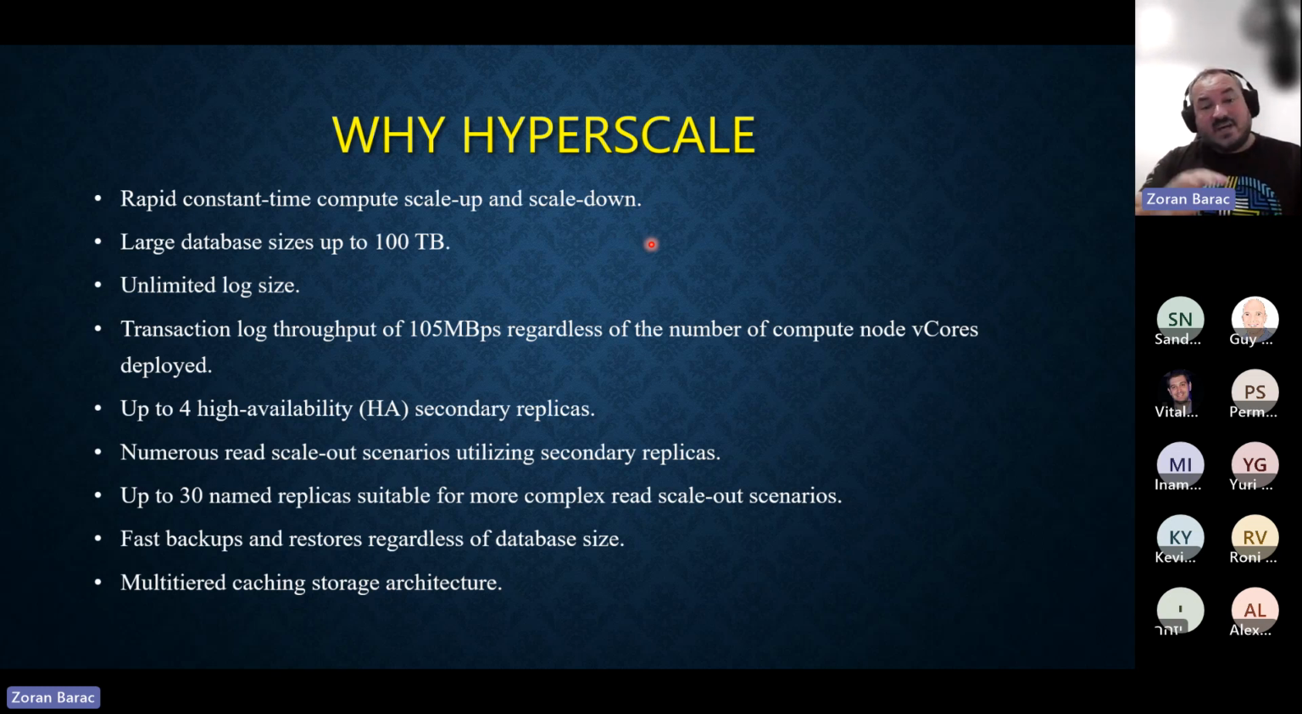You have transaction log throughput regardless of the number of cores, which is 105, up to 4 HA secondaries, but 30 named replicas. This is for numerous read scale out scenarios, exactly what is written here. This is one of the best benefits because you can create 30 named replicas suitable for more complex read scale out scenarios. So you can have multiple teams running queries directly or using it as a reporting server, or whatever scenario you can imagine. I think it's feasible in hyperscale because you have so many options to do with that. It's async, but it's fast, and the async delay is really small. I'm not sure what the delay is, but it's really small.